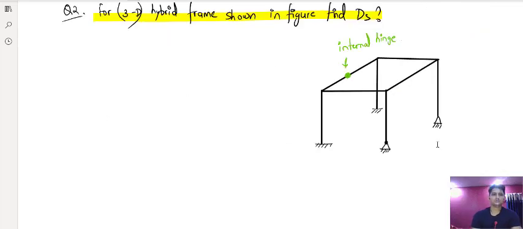Now we come to the second numerical that says: for the 3D hybrid frame shown in figure, find the value of DS. So this is the frame in which there is an internal hinge, and now this is the case of 3D. So you need to use the formula of 3D.